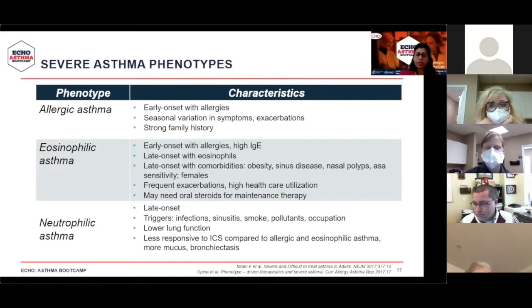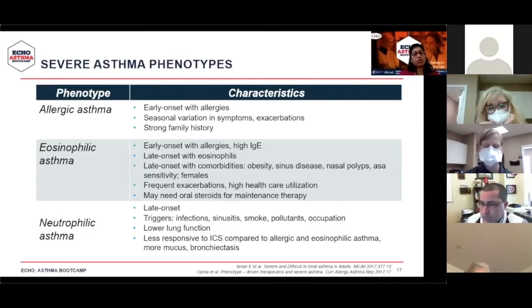The allergic asthma phenotype, these patients typically have early onset of asthma, perhaps in childhood or as teens. They have a lot of allergies. They often have seasonal variations in their symptoms. They may get worse in the spring or the fall, and that's when they end up with symptoms. That's when they end up with exacerbations. And they often demonstrate a strong family history.